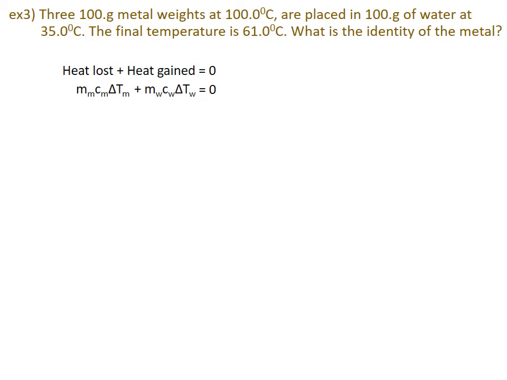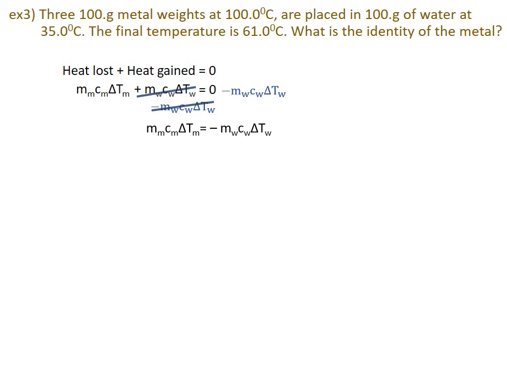To find out the identity of the metal, I will have to calculate the specific heat capacity and then look it up on the data table to see which metal is closest to the value I have calculated. So to get Cm by itself, the first thing I will do is subtract MwCwΔTw from both sides so that it will cancel out on the left, leaving me with MmCmΔTm equals negative MwCwΔTw.